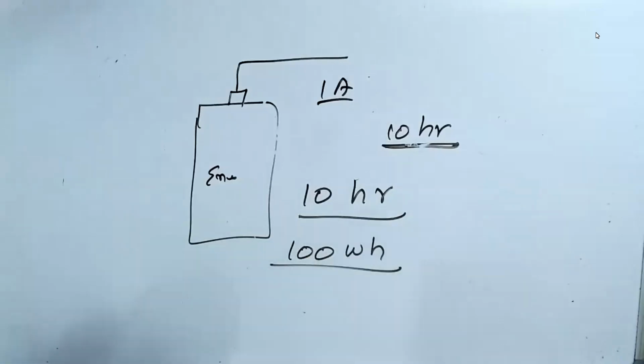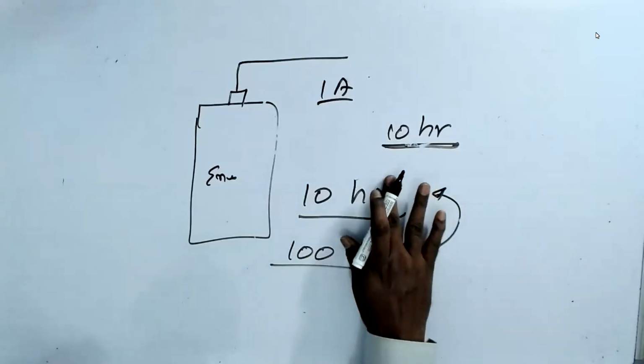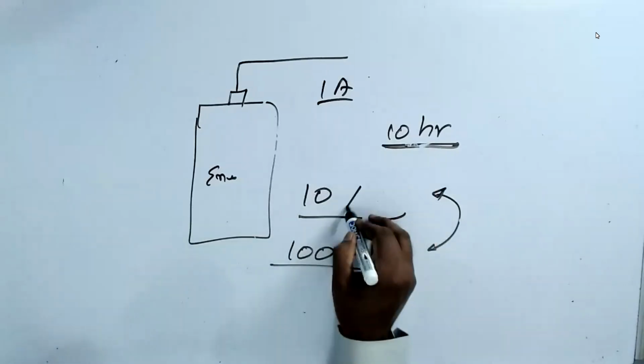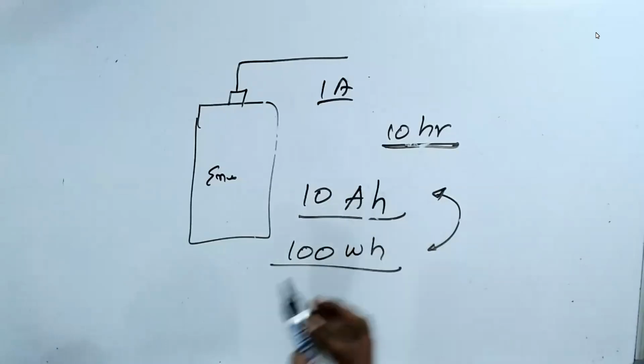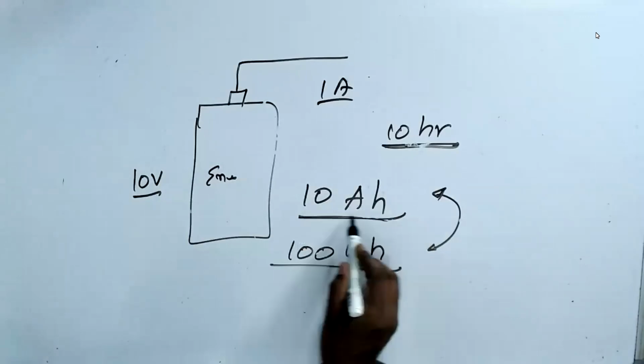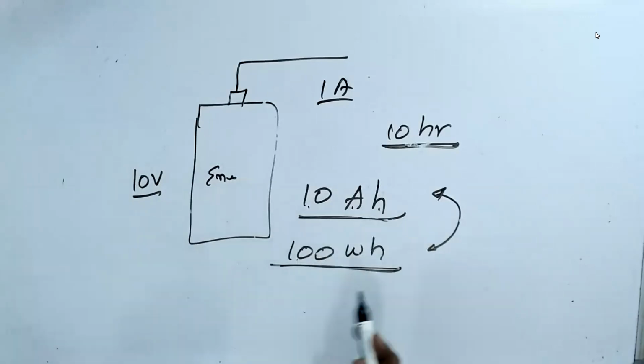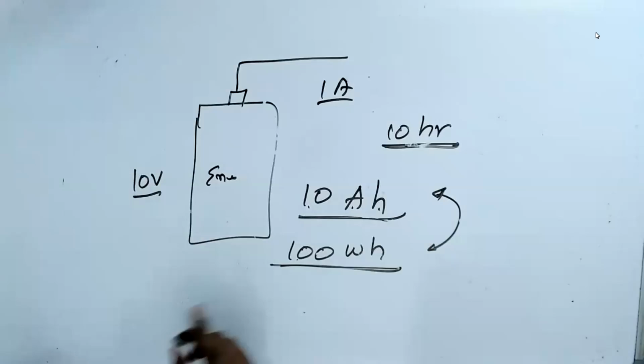Do you understand the difference? Ampere hour, sorry. Ampere hour. So don't get confused these two. This is a 10 volt battery. I can supply 10 ampere hour, or I can say 100 watt hour. Both are same.